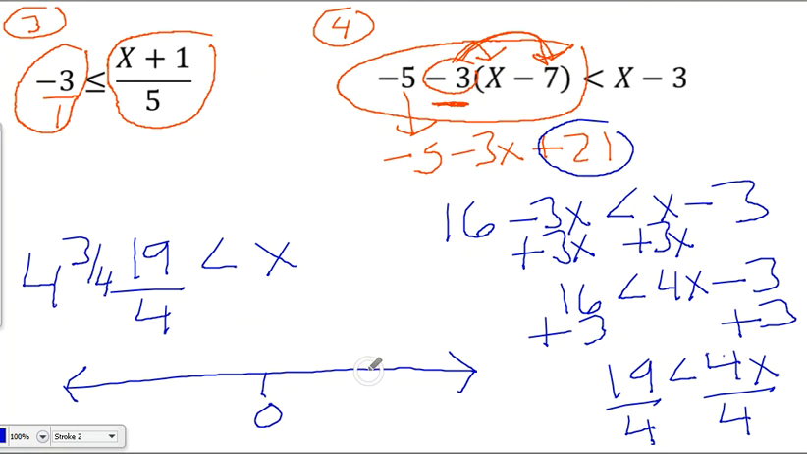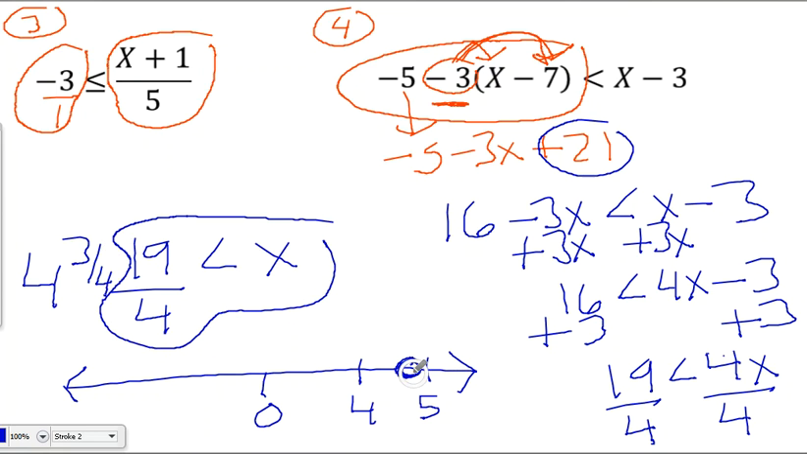So if this were my 0, and this is 4, and this is 5, 4 3/4 is going to be somewhere right about here. Okay, and then we know that the x needs to be greater than 19/4 in order to give us a true statement. Okay, so any numbers that would be to the right of 4 3/4 give us a true statement.